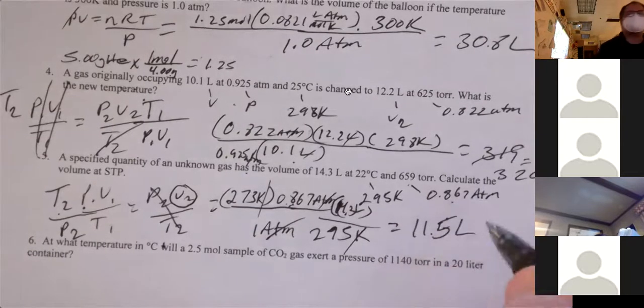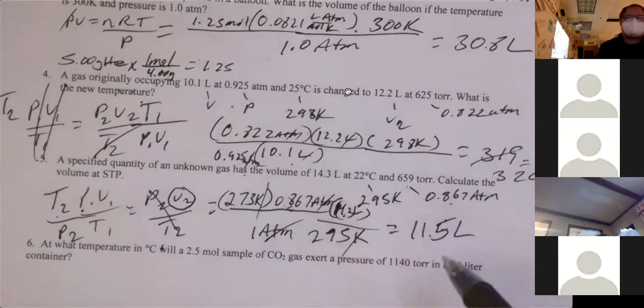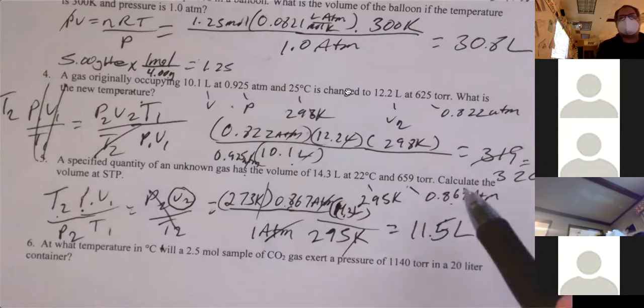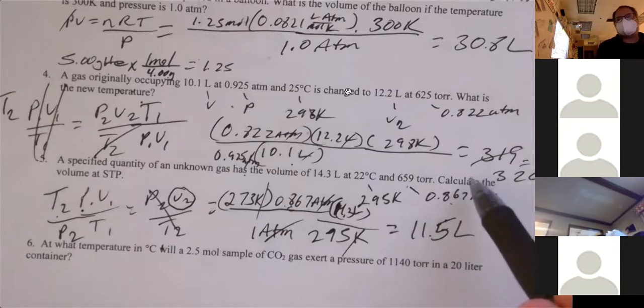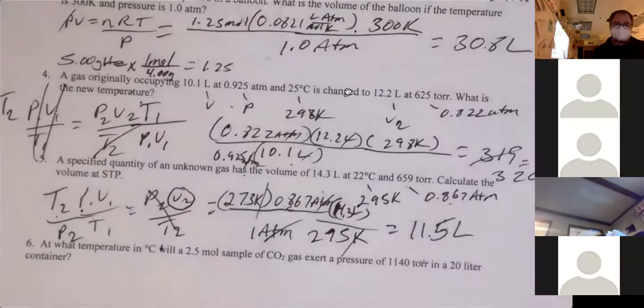11.5 liters. If we take a look, the temperature went down, so the volume should go down. The pressure went up, so the volume should go down. So that makes sense. It goes from 14.3 to 11.5 liters.